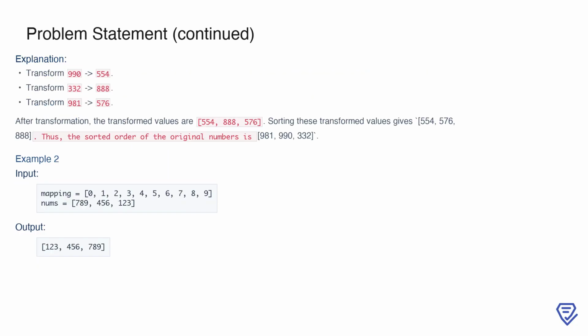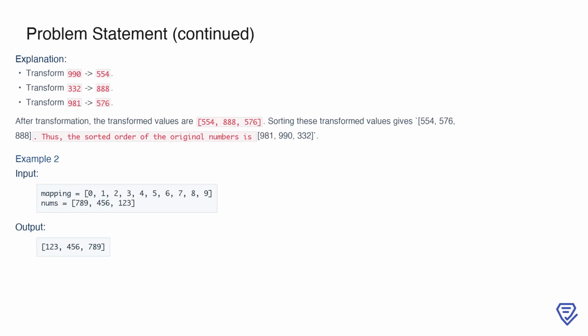Let's break down the reasoning for example 1. Starting with the given inputs, mapping equals 2, 1, 4, 8, 6, 3, 0, 9, 7, 5, and nums equals 990, 332, 981, we transform each number using the mapping. The number 990 transforms into 554, because the digit 9 maps to 5 and the digit 0 maps to 4. Similarly, the number 332 transforms into 888, as the digit 3 maps to 8 and the digit 2 maps to 8. Lastly, 981 becomes 576, since 9 maps to 5, 8 maps to 7, and 1 maps to 6.